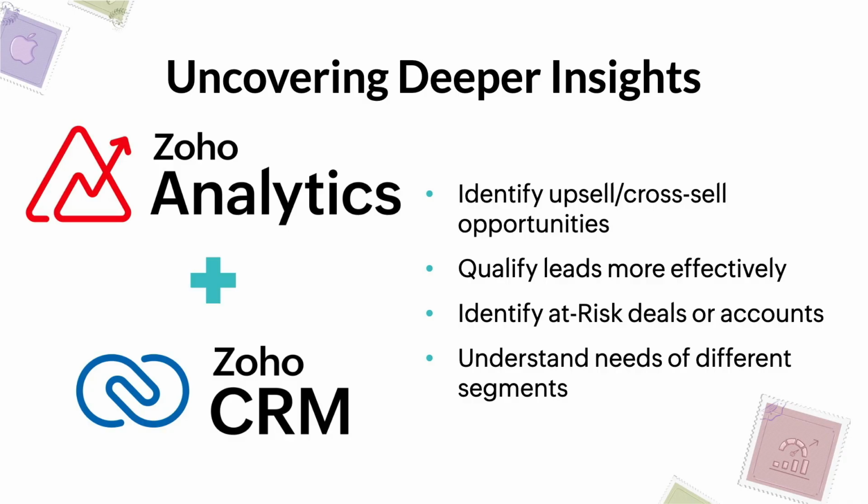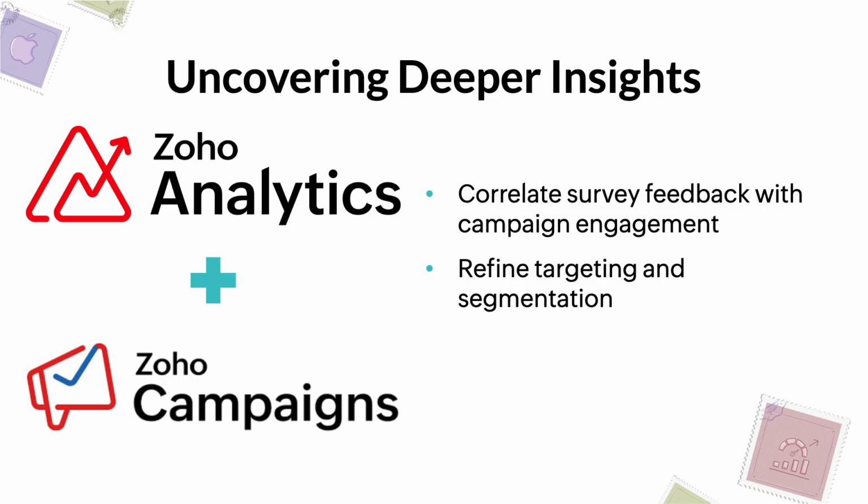We can qualify leads more effectively. So like I mentioned, we can also apply scoring rules into the CRM. We can collect that feedback, use Zoho Analytics to compare and score these customers, and then that gives us some trends that we can use. Identifying at-risk deals or accounts. So again, if we're collecting this data in real time, I can see where are some of the pitfalls, where do we need to focus more time for these key accounts, as well as understand different segments. So different customers might have a different experience with our products, so we can quantify that using analytics.